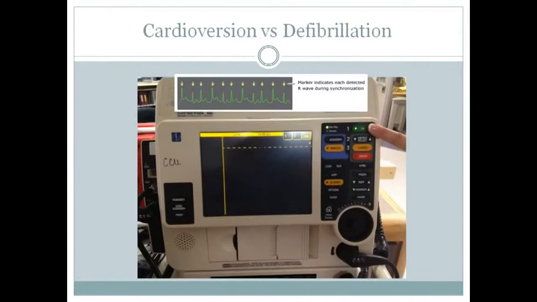Checking the arrows. When you press the button that is sync, don't do it without that. These arrows are going to come and mark the R waves. Now you know that you're syncing and the shock is going to be given in the R wave.